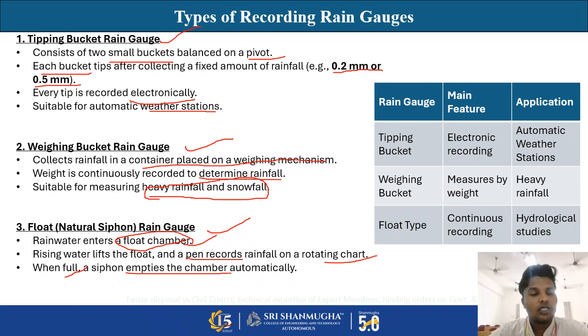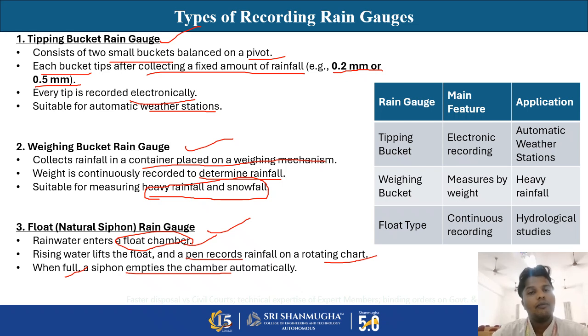So here, the construction of the tipping bucket has two small buckets with a pivot, balanced on the pivot. In the weighing bucket, the container is placed on the weighing mechanism. In the float rain gauge, the float chamber is installed. Then it is collecting a fixed amount of rainfall.